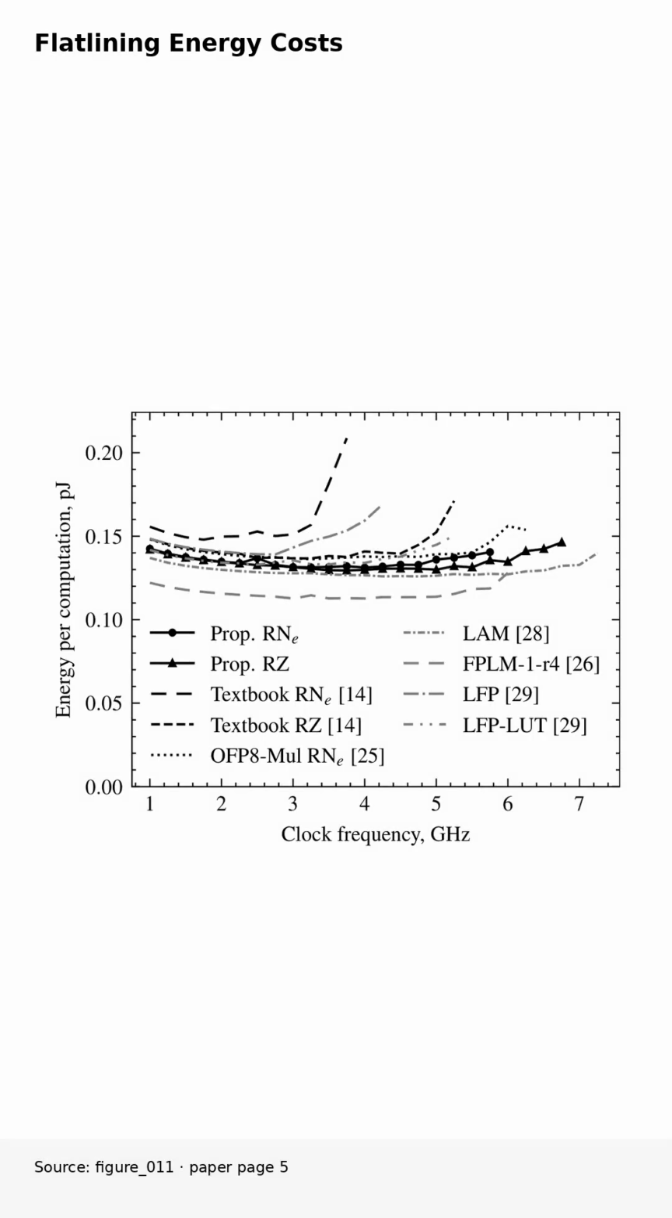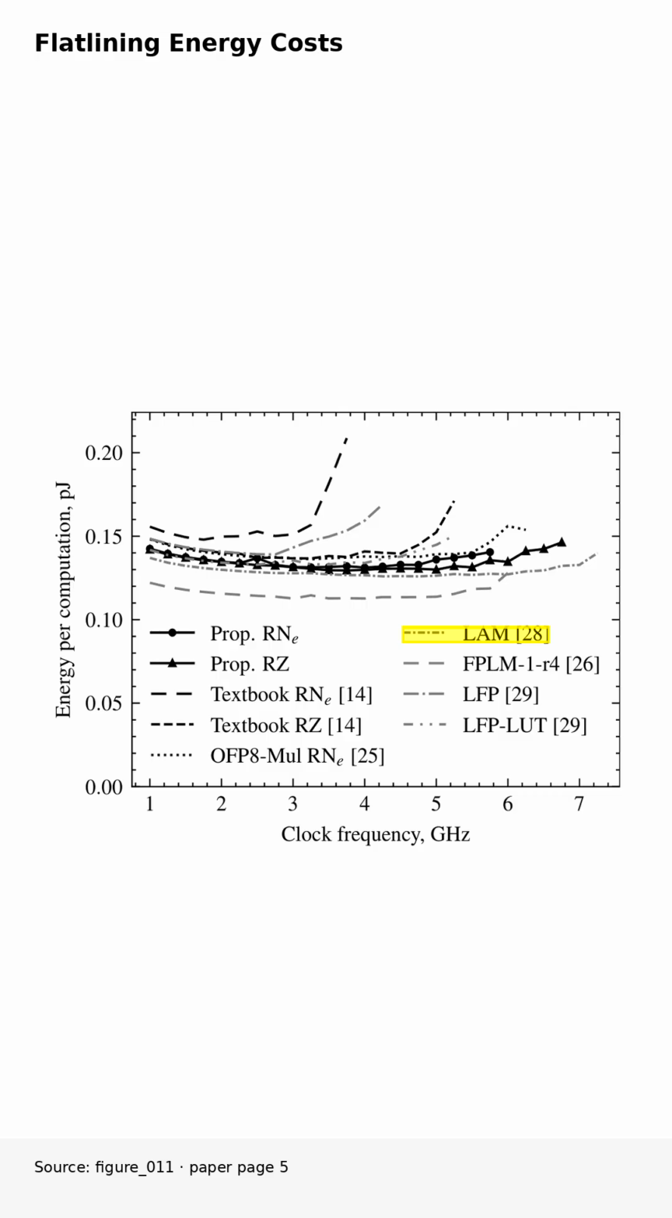A dramatically smaller chip footprint usually translates to better power efficiency. Switching from physical area to energy consumption, this graph plots clock frequency against the energy required per computation in picojoules. The thick dashed lines representing conventional textbook multipliers show a severe spike as clock speeds push past 2.5 gigahertz, climbing rapidly towards 0.20 picojoules. In stark contrast, the solid black lines for the proposed exact multipliers maintain a highly stable flat profile near 0.13 picojoules, remaining consistent even at peak frequencies.